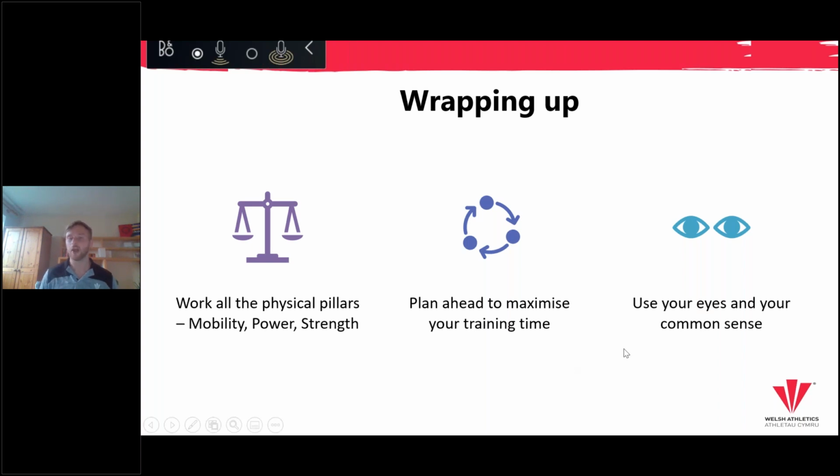And finally, using your eyes and your common sense. So thinking about, is this appropriate for that individual? Are the shapes that I'm seeing correct? Does that look like what it looks like when the elite athletes do it? And really think about, okay, am I getting what I want from that exercise? If I'm not, I'm going to either regress that exercise when I need to.